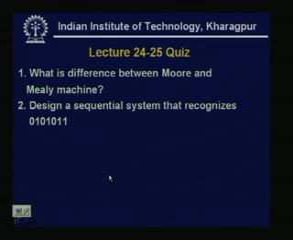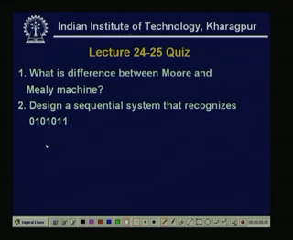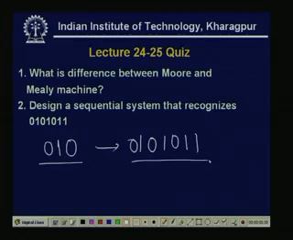So, we consider two quiz questions for the last two lectures, lecture 24 and 25: what is the difference between Moore and Mealy machine, because mainly we are designing some machines, and design a sequential system that recognizes 0 1 0 1 0 1 1. Just like today we have seen a 1 0 1 0 pattern recognizer, instead we want 0 1 0 1 0 1 1 to be recognized.